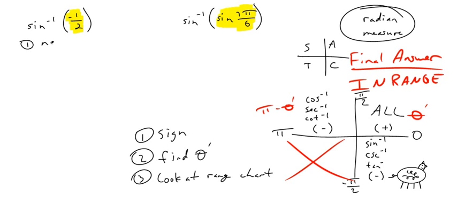So anyway, this is negative, and for this problem, let's look at our chart here. All Students Take Calculus, and you say, oh, 7 pi over 6, we're over here. So what is sine? It's negative.